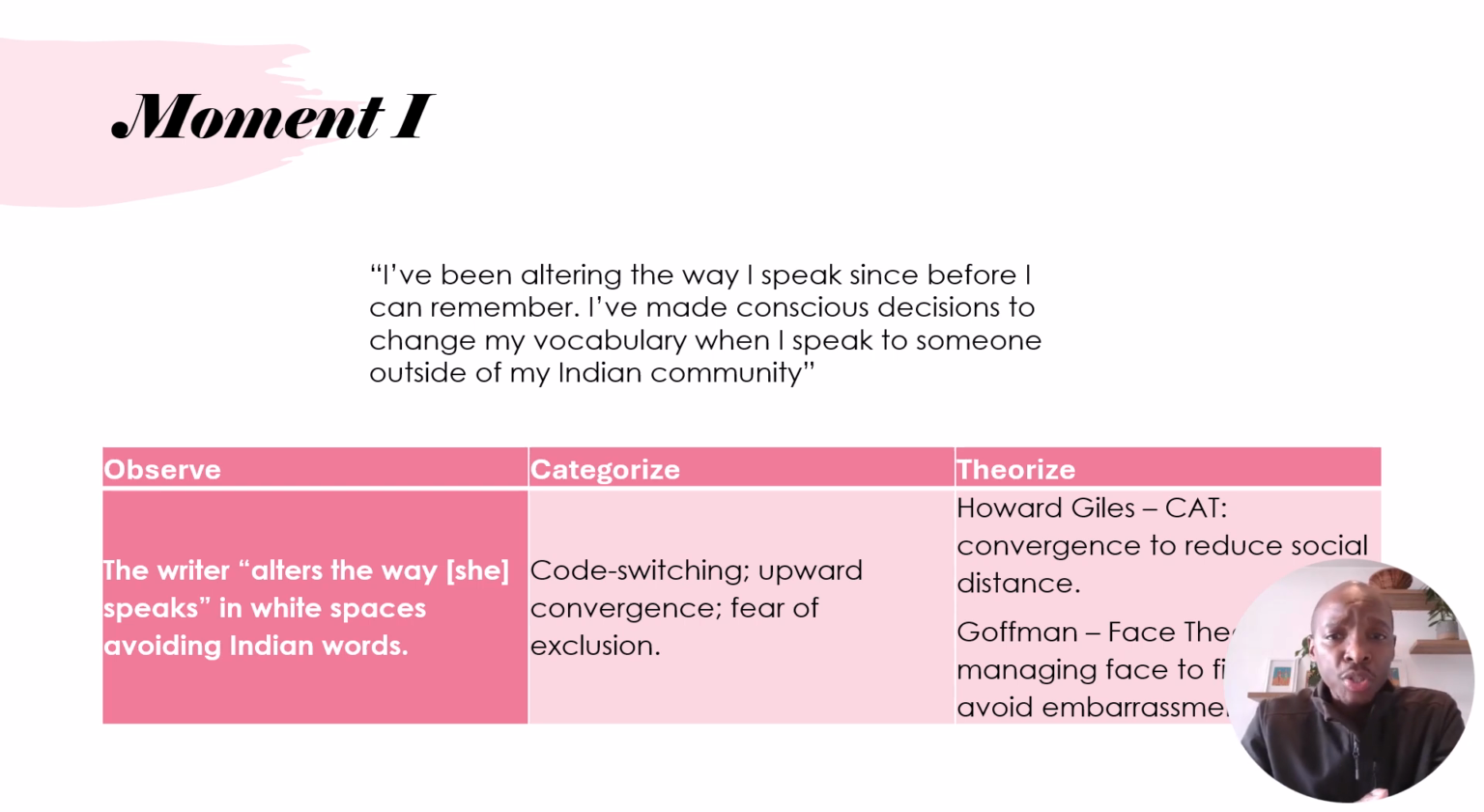And then there are a couple of ways in which I might theorize this. Right? They're not mutually exclusive. But when we talk about convergence, we have to think about our friend Howard Giles' communication accommodation theory, CAT. Right? They're trying to manage that social distance, reduce that social distance between their white friends and them. And then you can also think about face theory a little bit when you're thinking about managing face and avoiding feelings of guilt and isolation and standing out, not belonging, not being included. So there's a way in which you can make an argument for Goffman and face. It's up to you. Again, it depends on how carefully you explain and link it. So that's the first moment. That's my first OCT.